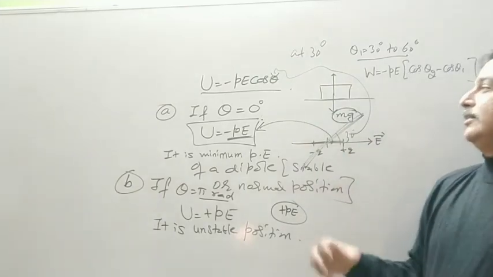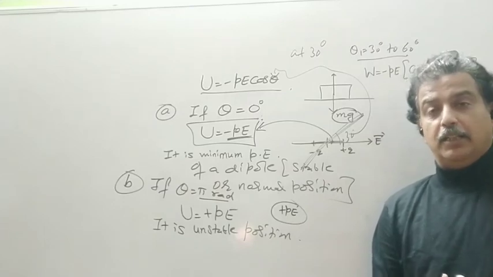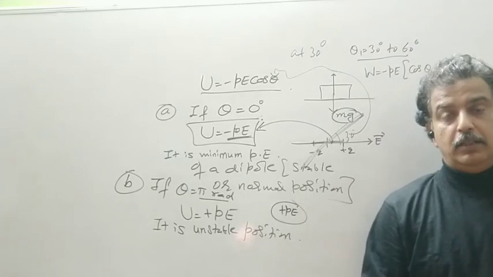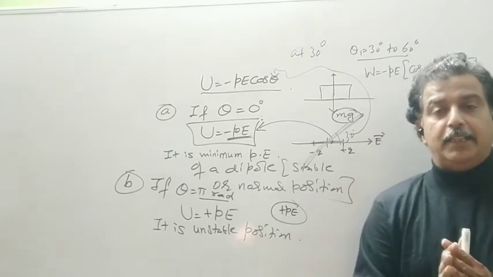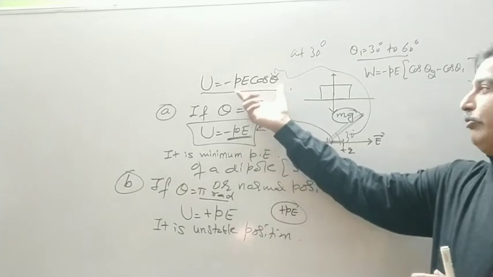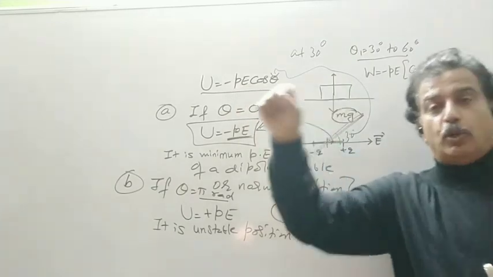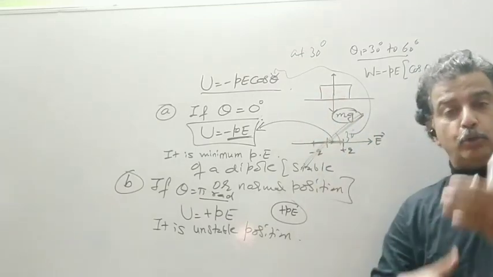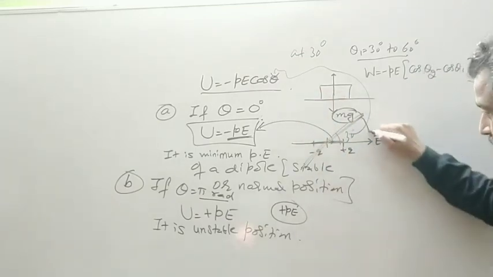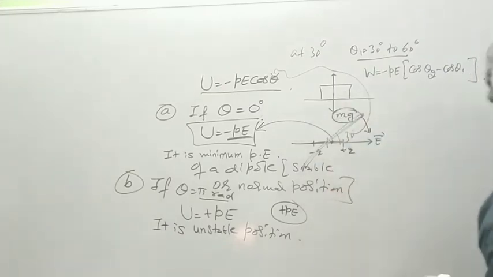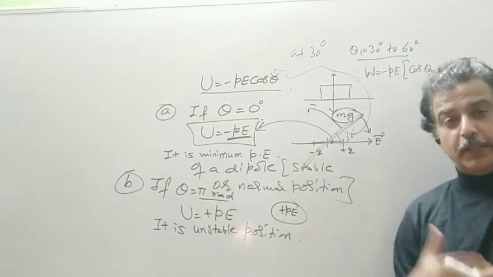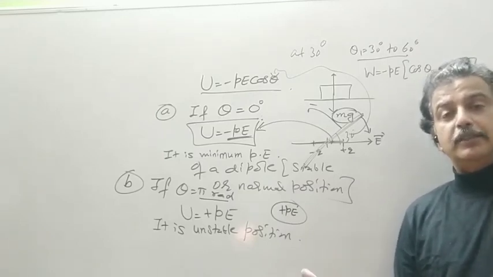So if I say find the potential energy at 30 degree, it will never remain at 30 degree by itself. So to maintain it at 30 degree, you have to spend this much energy. How much? Minus PE cos 30. But now from 30 to 60 degree, I have to do the work against the torque. There is a torque acting on it in the clockwise direction. My work should be against it. I have to apply the work in the opposite direction. So now I have to rotate it from 30 degree to 60 degree.